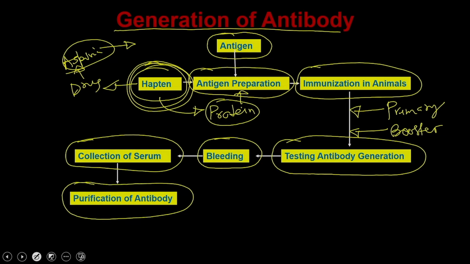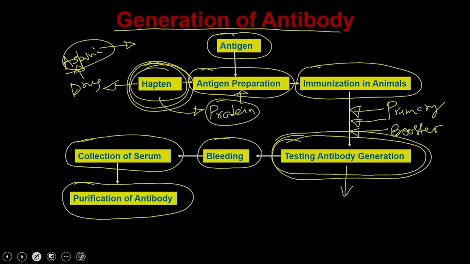At this stage, where you are going to see the antibodies in the blood, you can detect these antibodies, because only then can you decide whether you should give an additional booster dose, or whether you should go ahead with this level of antibodies in the blood and start collecting the blood.